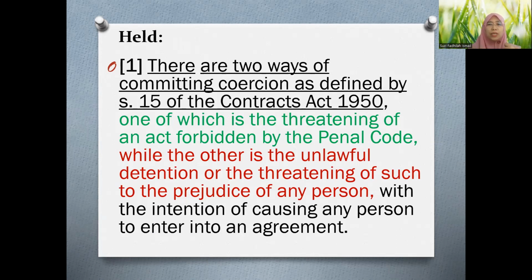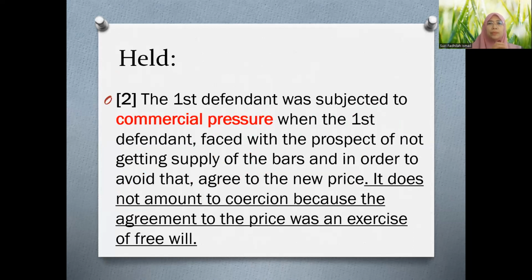One of which is the threatening of the act forbidden by the penal code. Okay, that's the first one. And another one, while the other is unlawful detention or the threatening of such to the prejudice of any person, with the intention of causing any person to enter into agreement.